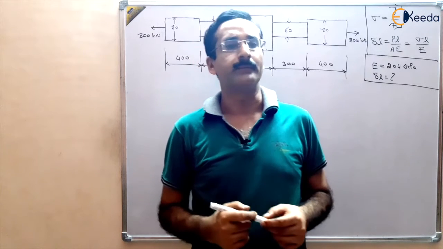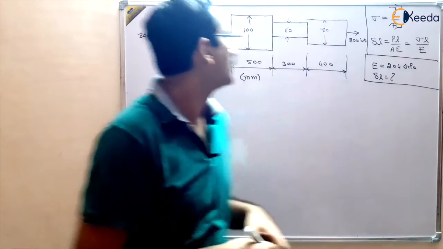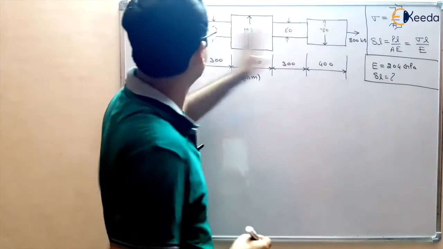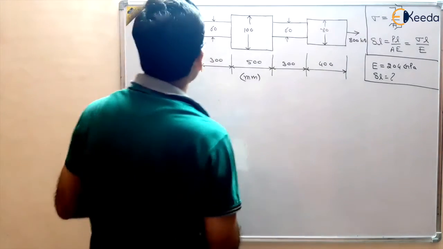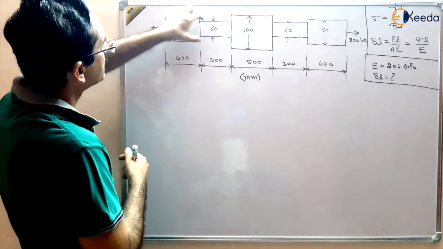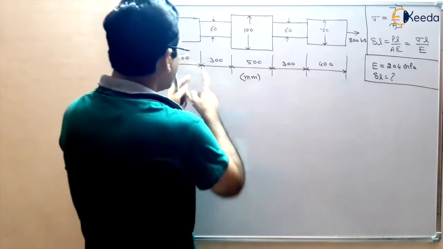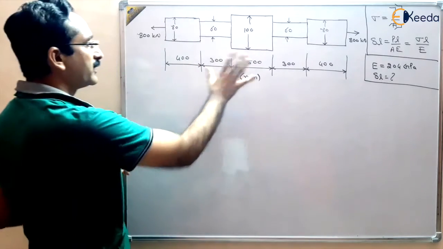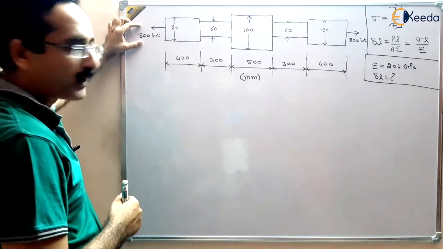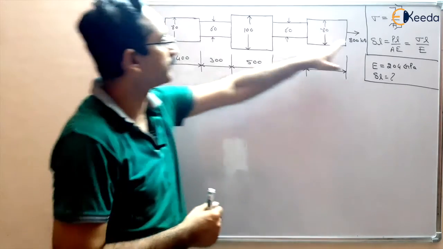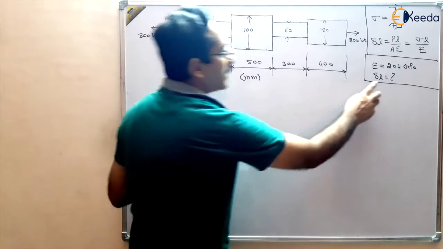In this numerical, we are given a steel bar of varying cross section area. The cross section area is varying everywhere. You can see here it is 80 mm here, 60 mm, 100, then 60 and then 80, right? All the dimensions are in mm, and the force applied on this steel bar is 800 kilonewton, and our aim is to find out the change in dimensions, delta L.